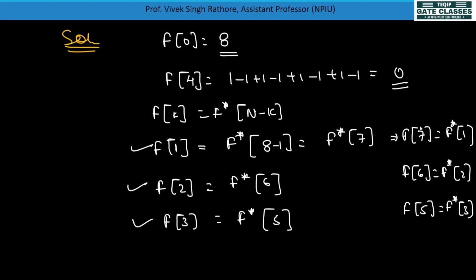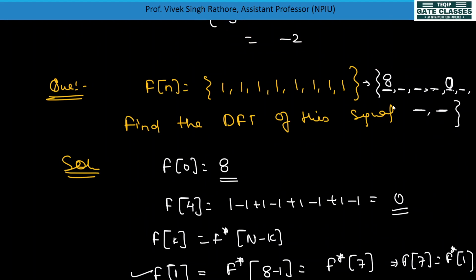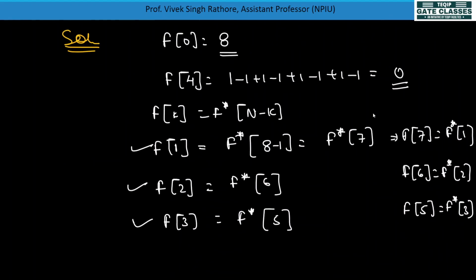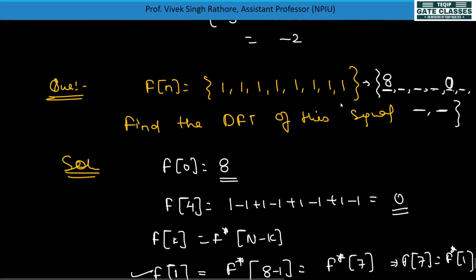So ultimately, for this full set of values, all you need to find out is f of 1, 2, 3. Just apply the formula for f of 1, f of 2, f of 3. These values only, just evaluate the formula. The other values will be the simple conjugate of these values, and you will get the answer very easily. So finding DFT is not at all tough.